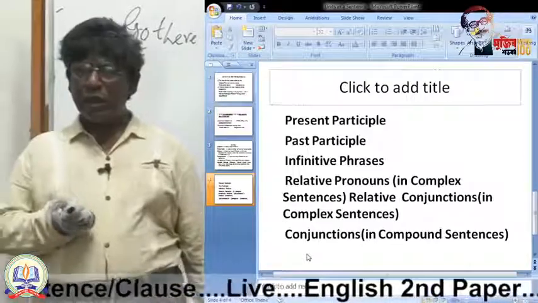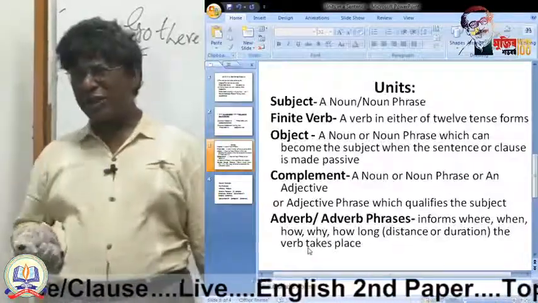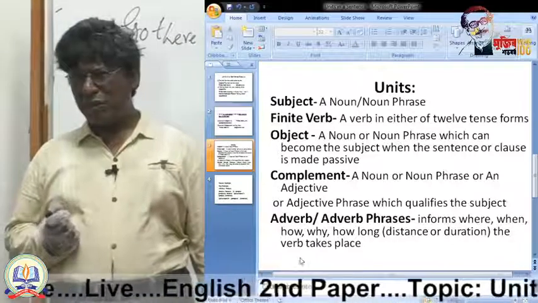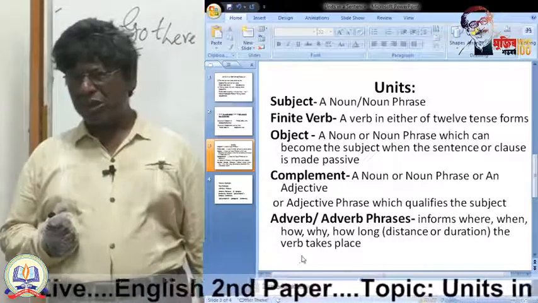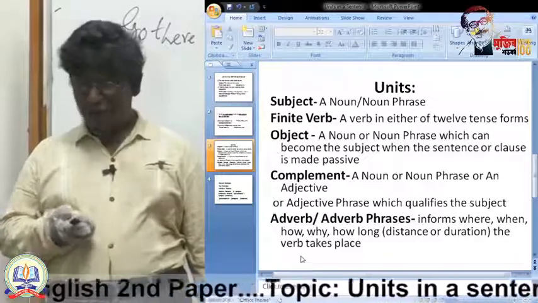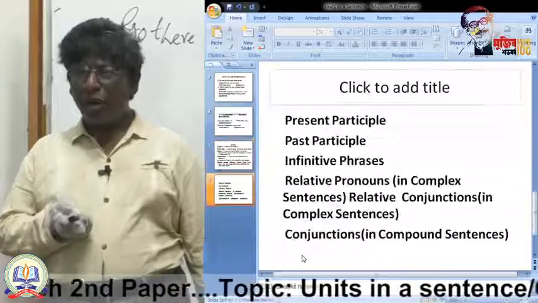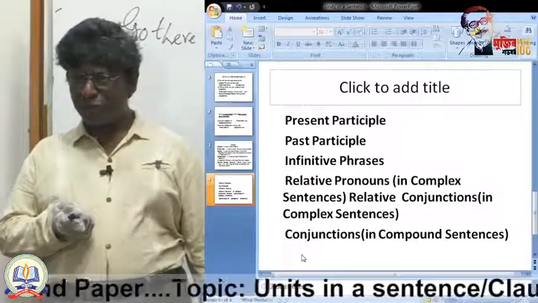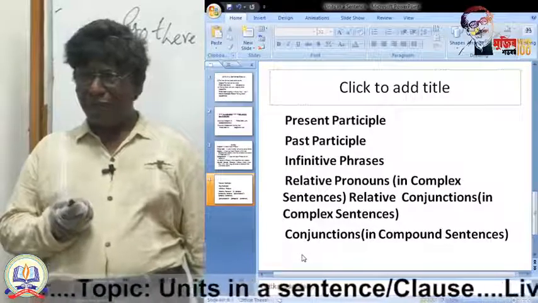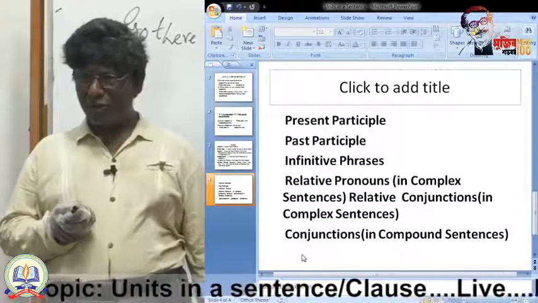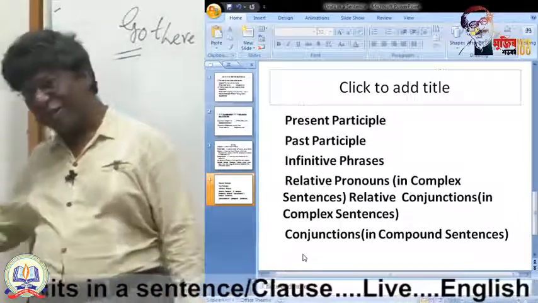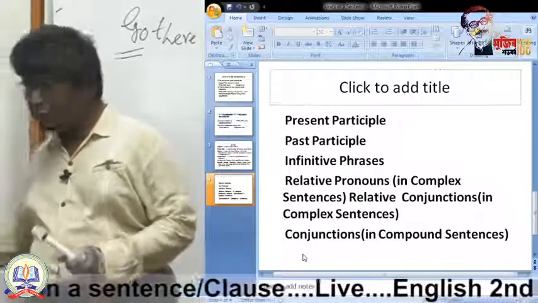Let us see how a subject is formed, how a finite verb is used, what is an object, what is a complement, what is an adverb, what is the function of a present participle or a past participle, what is the function of an infinitive phrase, what is the function of relative pronouns or relative conjunctions or conjunctions in English sentences.